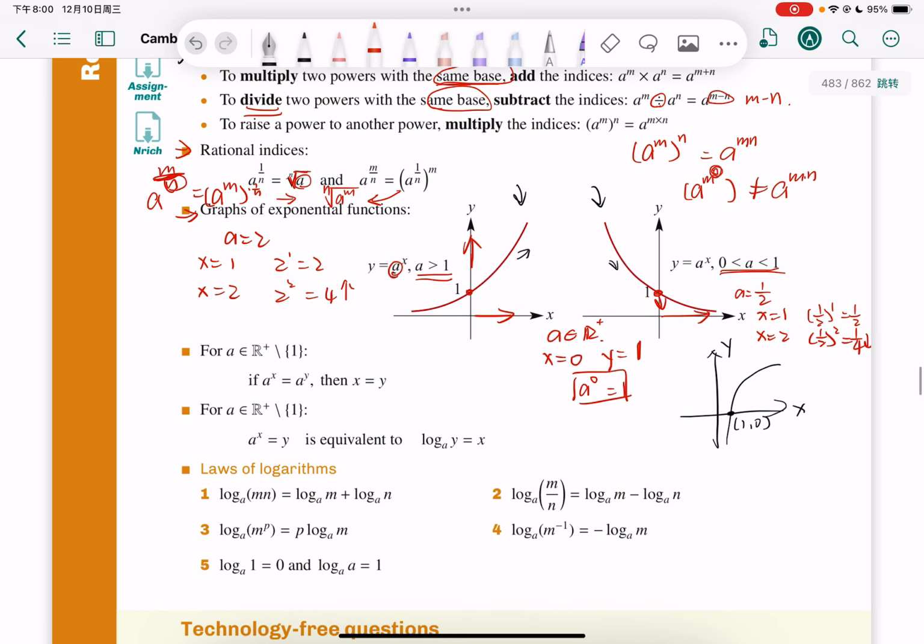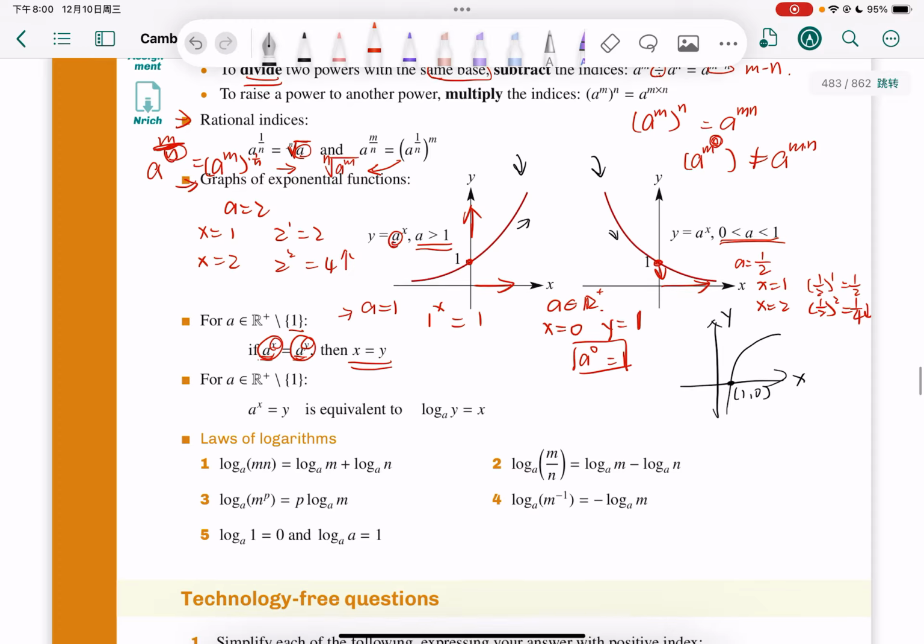Let's move on. We take a to be a positive real number other than 1. What if a is equal to 1? Let's think. If a is equal to 1, then we have 1 to the power x, which equals 1 no matter what value x takes. So if a to the power of x is equal to a to the power of y, with the same base a, then the powers must be the same: x is equal to y.